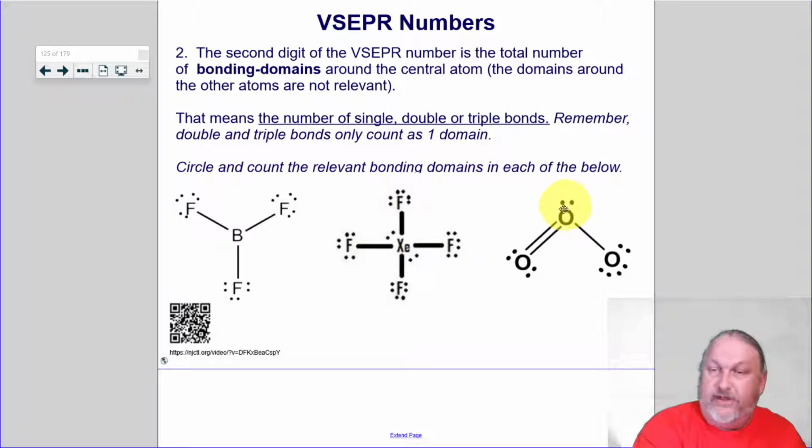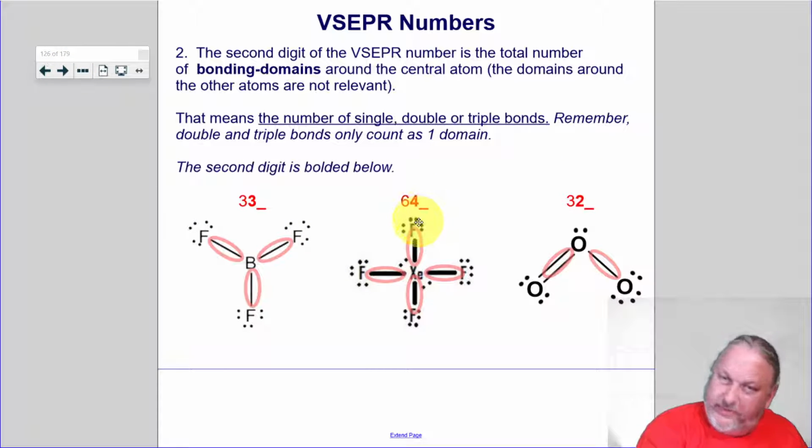Now around the ozone, remember the first number was a 3. Well, we're only counting the bonded domains. Again, the double bond counts as 1. That would be 2. So that would be 3 and 2. And that's what we get.